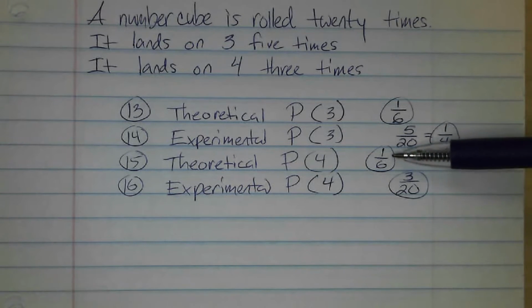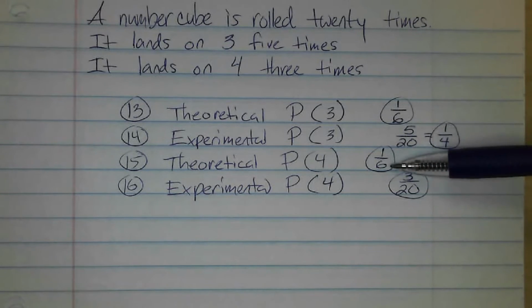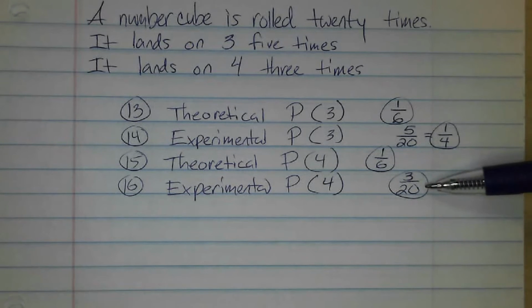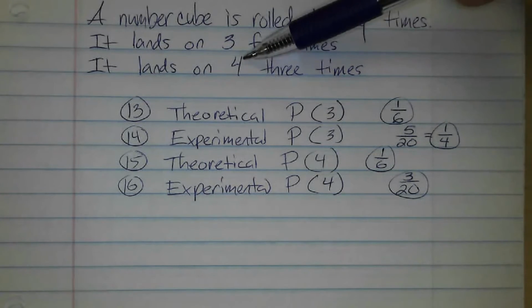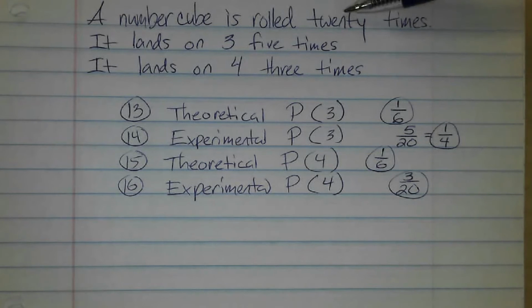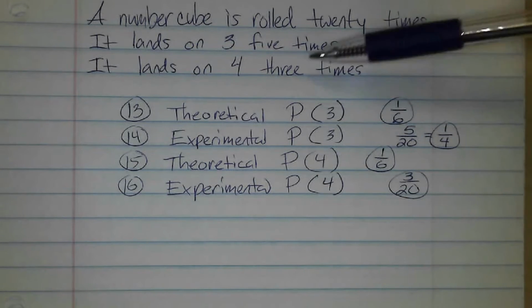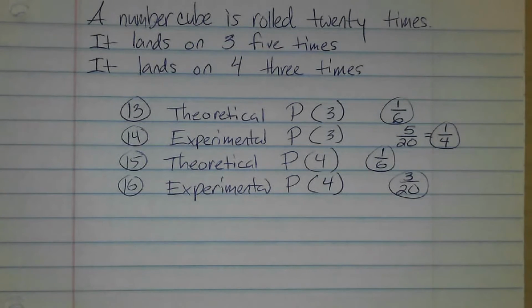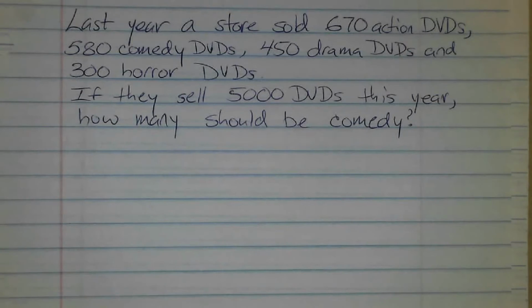Theoretical probability of landing on 4 is 1 out of 6, because there's 1 4 out of 6 sides on a number cube. And experimental probability, well, it landed on 4 3 times when we rolled it 20 times. So that would be 3 out of 20. That can't reduce, so we're set. Okay, read the scenario, give it a try, and press play when you're ready.